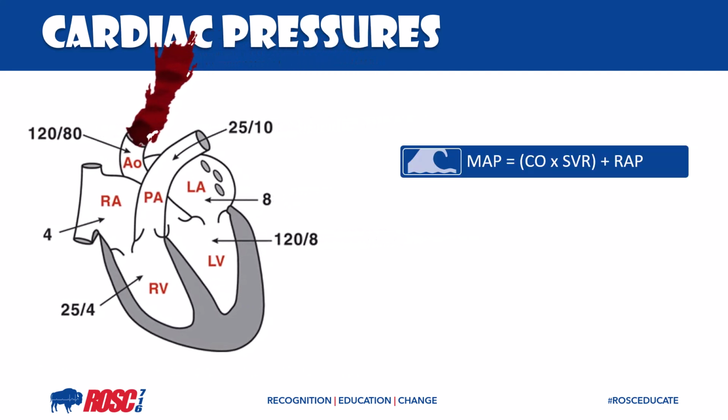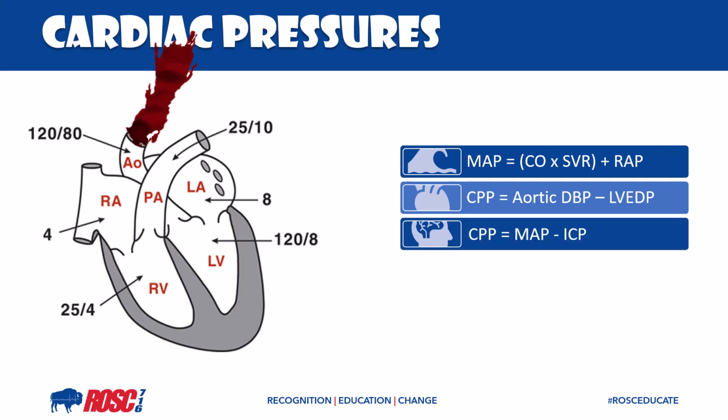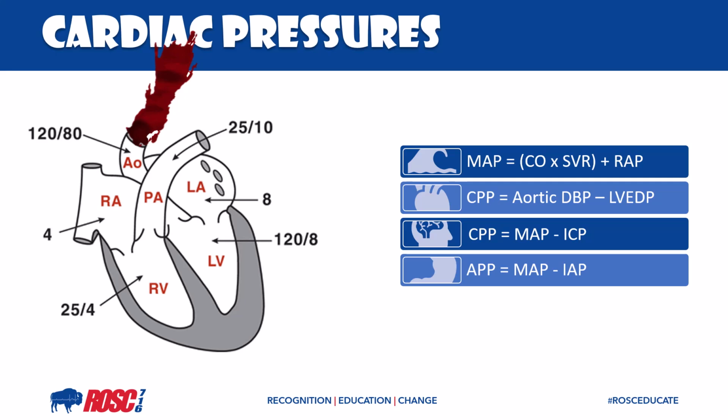Based on knowledge we've gained so far, we can look at the mean arterial pressure as the main systemic driving perfusion pressure. And we know that MAP equals cardiac output times systemic vascular resistance plus right atrial pressure. We can also assess specific organ perfusion. In this example, we're looking at the coronary perfusion pressure. This is the aortic diastolic blood pressure minus the left ventricular end diastolic pressure. So in this example, it would be 80 minus 8, which would equal 72. As most of us know, we can also look at cerebral perfusion pressure, which is MAP minus intracranial pressure. And we can even measure the intra-abdominal perfusion pressure by looking at the MAP minus the intra-abdominal pressure.